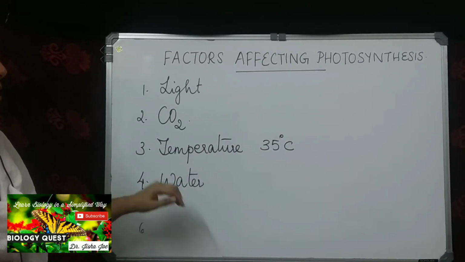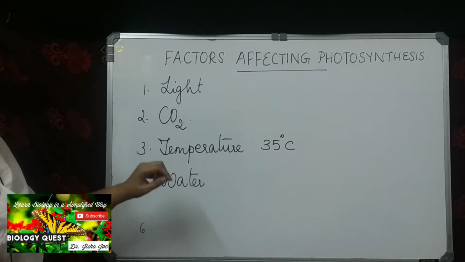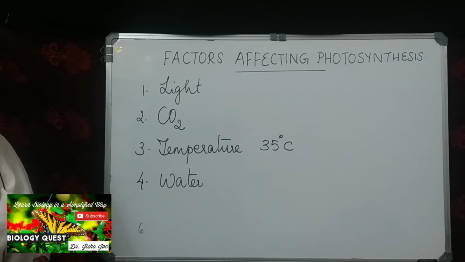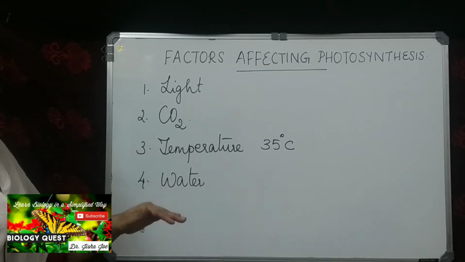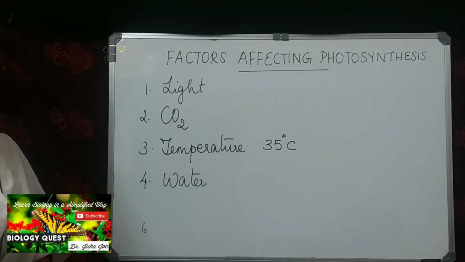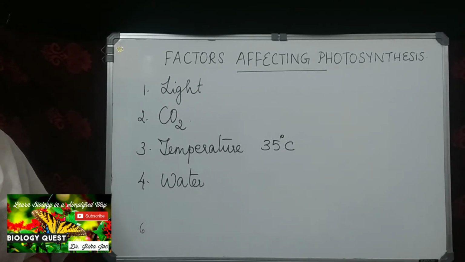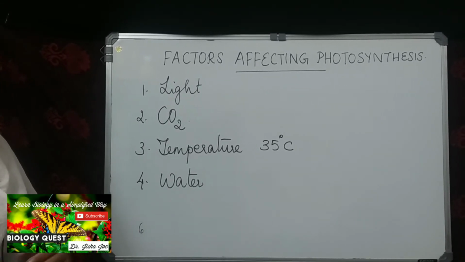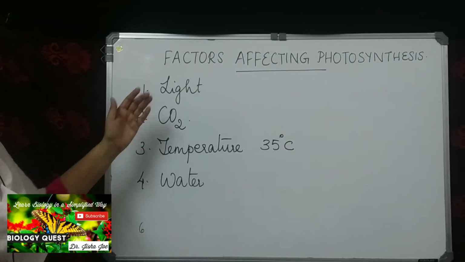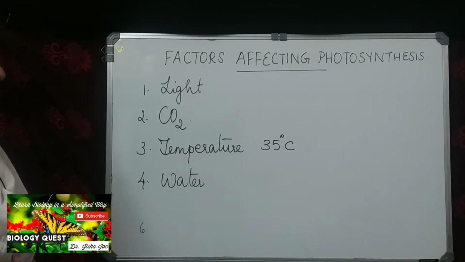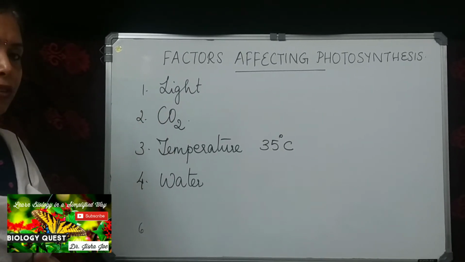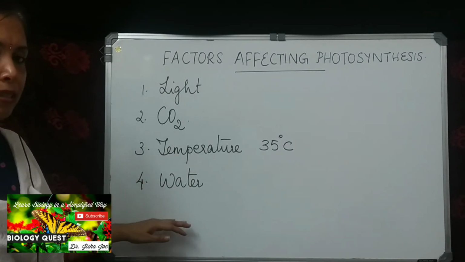So water scarcity also plays an important role in photosynthesis. When there is a decreased water content, what will happen? The rate of photosynthesis will decrease. So scarcity of water reduces the rate of photosynthesis. So these are the external factors that affect photosynthesis: light, carbon dioxide concentration, temperature and water.